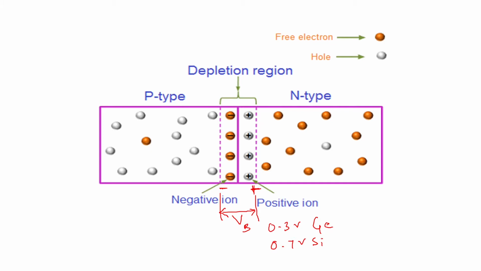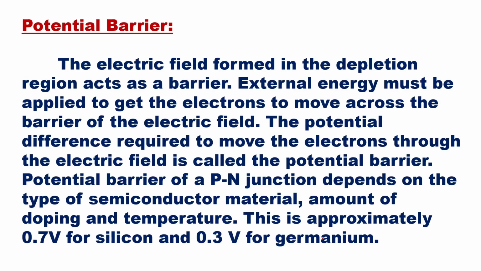And after it overcomes this, if you increase the voltage, the current will be flowing more in the diode. Okay. So here we'll see what is potential barrier. The electric field formed in the depletion region acts as a barrier. External energy must be applied to get the electrons to move across the barrier of the electric field.